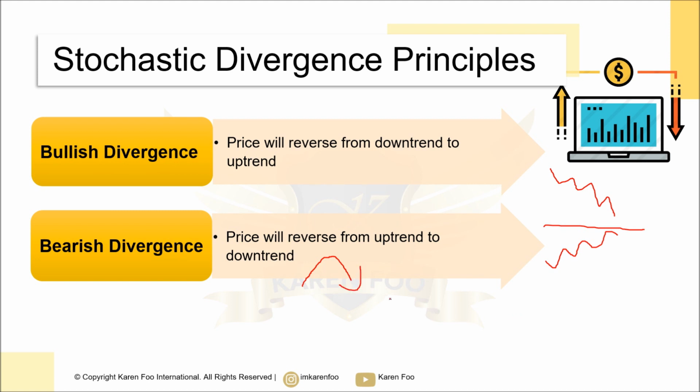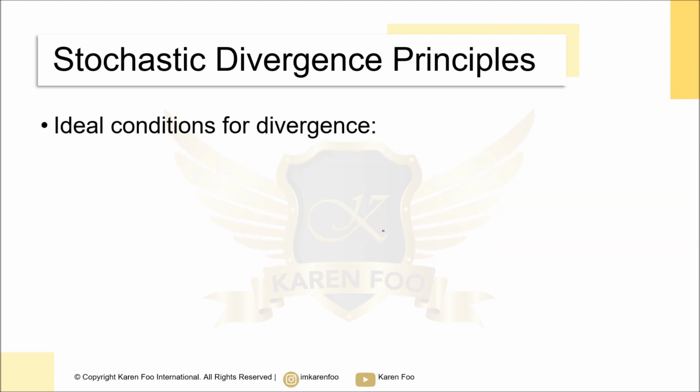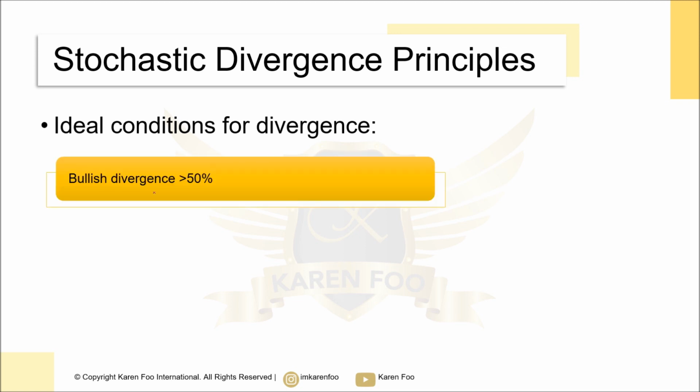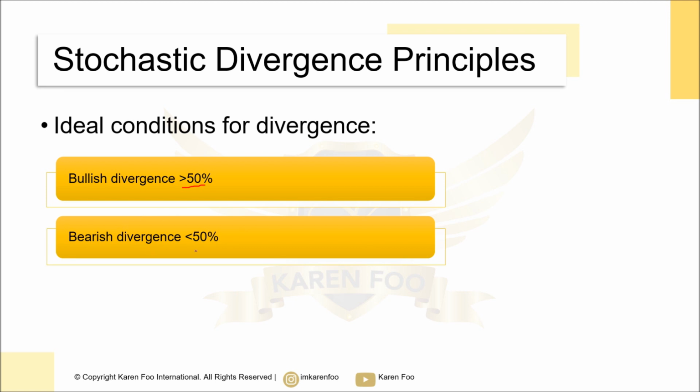What is bearish divergence? It means that price is making higher highs, higher lows, but the momentum indicator, in this case stochastics, is giving you lower lows and then lower highs. Basically, there's a conflict between the price and stochastics. So some principles you need to take note of. The ideal conditions for divergence is when bullish divergence occurs at more than 50% of the levels. Bearish divergence has to occur less than 50% of the levels.